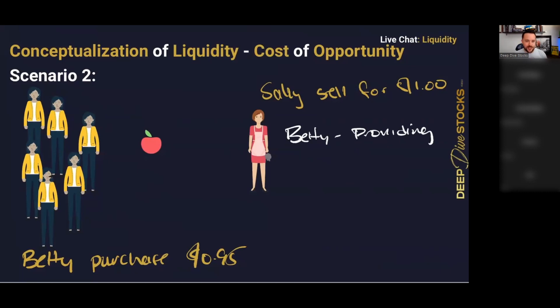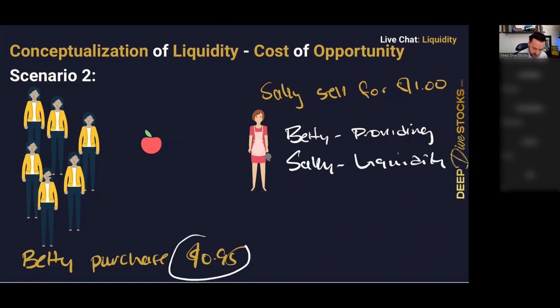She's providing the grease, because without Betty to transact, right? Because there's multiple buyers, one of those Bettys has to come in, step forward, and provide Sally the opportunity to trade. And so Sally, she's removing liquidity because one of these, if they want, is going to have to capitulate up to Sally's price of $1.